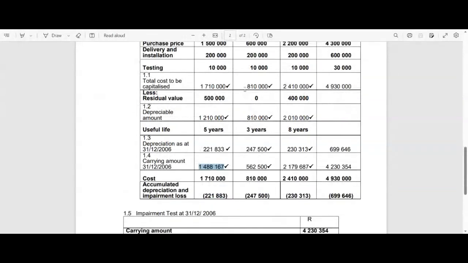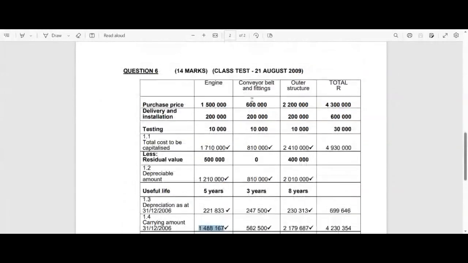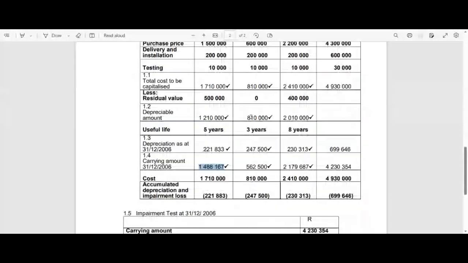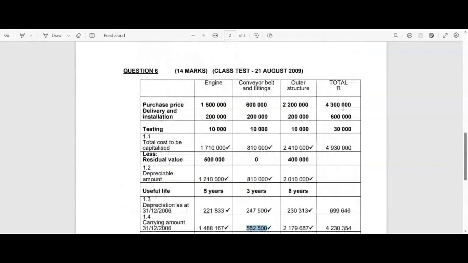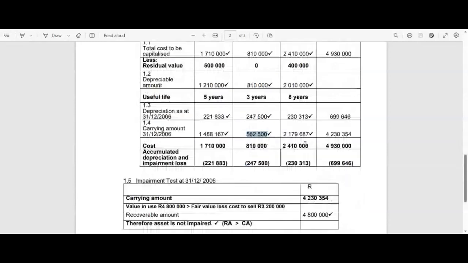So our total cost to be capitalized in the case of the conveyor belt and fittings component was 810,000. We can indicate it there. We've brought it down there, and we know that we've only had this first year of depreciation, so our accumulated depreciation will still be the same, 247,500, which means that our carrying amount is 562,500.